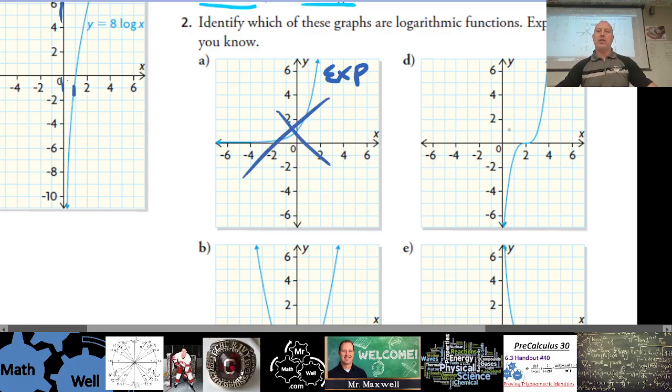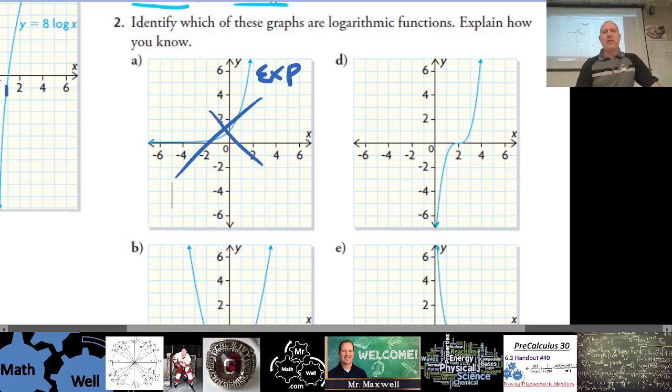What about, well, let's go across over to the right here. D. Does D look like a logarithmic function? Okay, so that does not look like to be a logarithmic function. It looks like almost a turning point here. But this is a cubic function, right? This is like an x cubed something. So that's not a log.